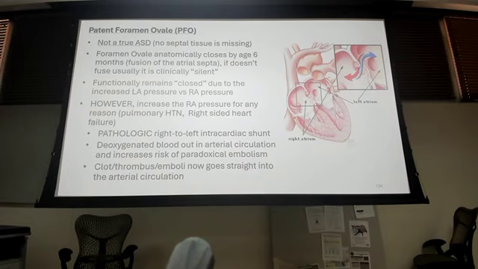So if you have a patient who otherwise is low risk for a stroke, like in their 20s or 30s, who suddenly has a thrombotic stroke, you've got to be thinking of a patent foramen ovale. And you need to diagnose it because you're going to need to do surgery to fix it.